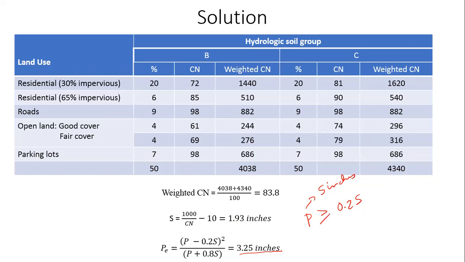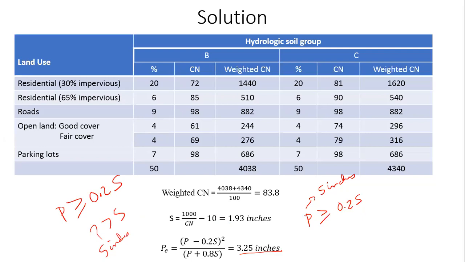Then you're able to estimate the effective rainfall using this empirical equation: P minus 0.2 S whole square divided by P plus 0.8 S. Now remember, you have to apply the check. Before you apply this equation, you have to check that P is greater than or equal to 0.2 S, right? S is 1.93. P is already 5 inches, so obviously it will be greater than 0.2 S, because S itself is less than 5 inches. So the check is fairly straightforward, not a problem.